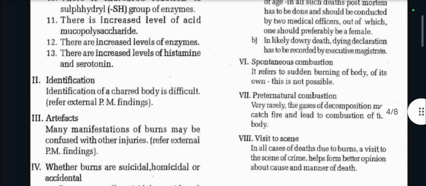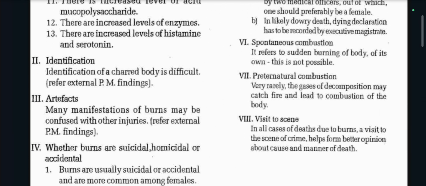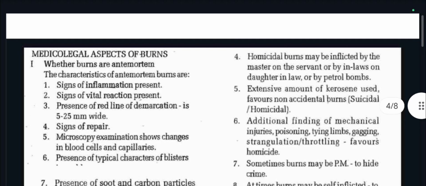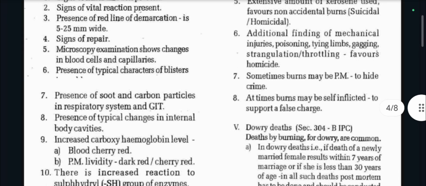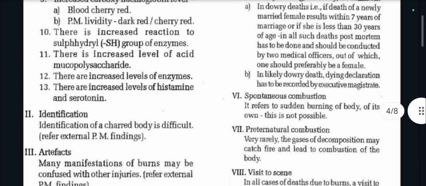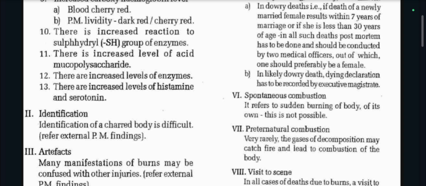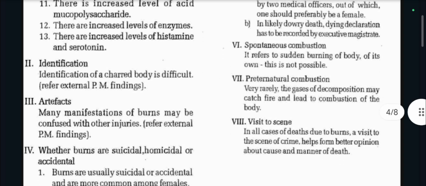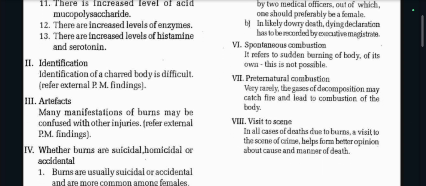Okay. The second heading is identification. Identification of a charred body is difficult. First, understand the medical legal aspects of burns. What is the perspective of burns, or what is the point of view of forensic medicine in case of burns? That is the only meaning of medical legal aspects. So how burns help us in various ways in solving the case, all those points we write under the medical legal aspect. That is why they wrote identification here, because identification of a charred body is difficult.